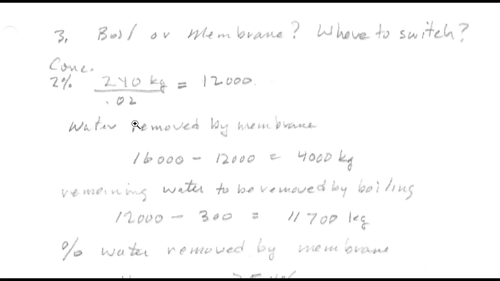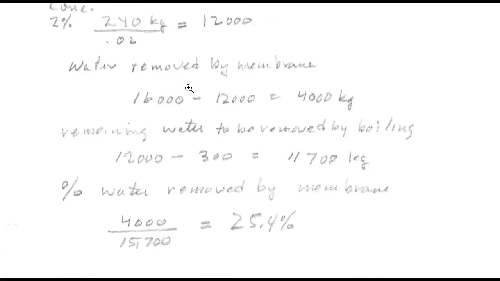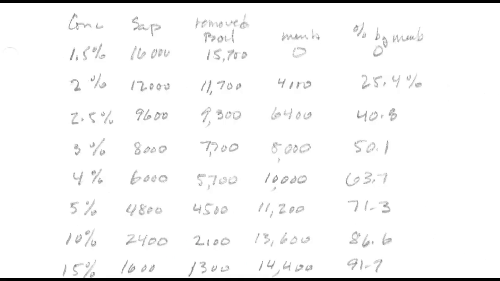So by this method, we're going to look at how much water has to be removed at various concentrations. So I'm jumping around here a little. The water removed by the membrane at 2% is nearly 25%. So going through these same steps, you can see by going to 2.5%, 3%, 4%, and 5%, we've eliminated up to 71% of the evaporation required by boiling, and there's virtually none left at 15%.